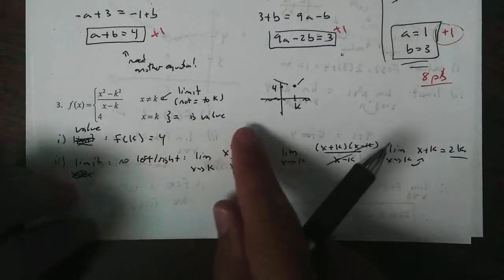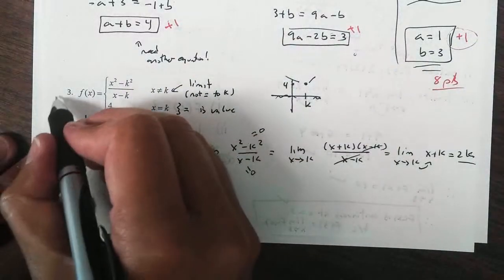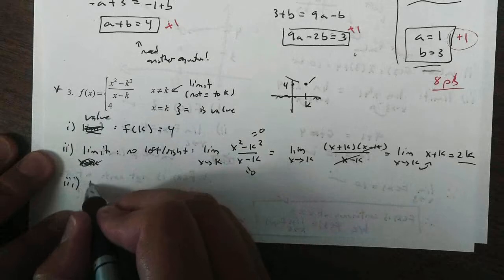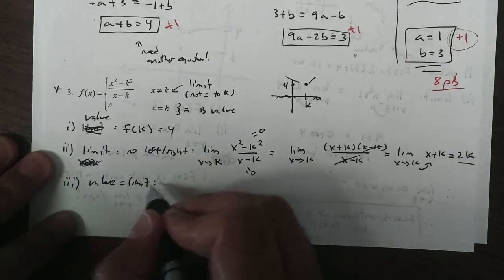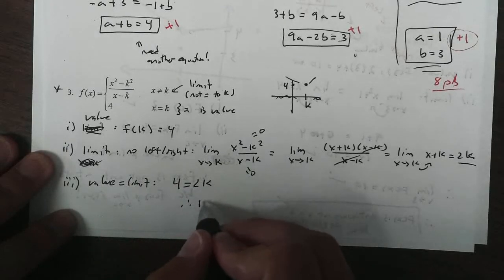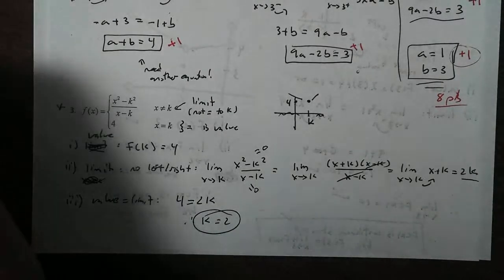See, up here we have a equals, b equals. Up here, k equals. Down here we don't have k equals something. So this is a special one. This is the one where we actually have to go to the third step. Where does the value equal the limit? So in other words, where does the value 4 equal 2k? That's easy. K is 2. Now I solved it.